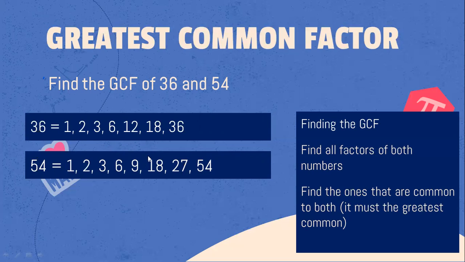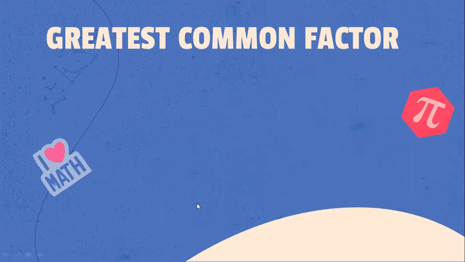Which is the greatest common factor? We have a lot of common factors such as 1 and 1, 2 and 2, 3 and 3, 6 and 6, 18 and 18, but we are looking for the greatest common factor, which is 18. That's why the greatest common factor of 36 and 54 is 18. That is our final answer.